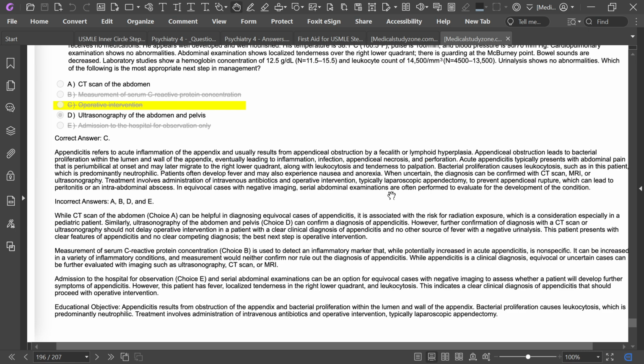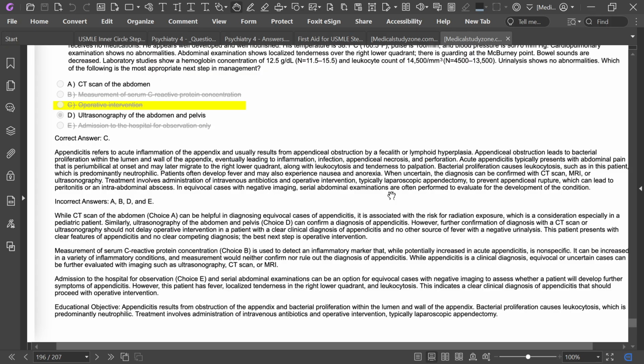No other source of fever with a negative urine analysis. So this patient presents with clear features of appendicitis and no clear competing diagnosis. The best next step is operative intervention.